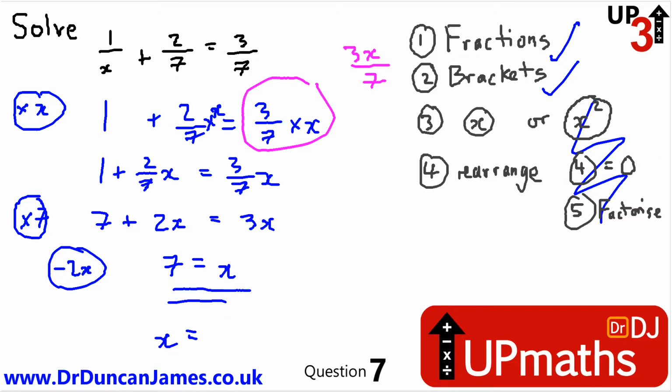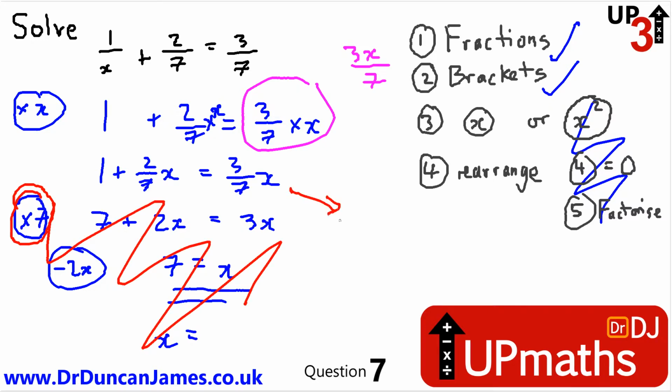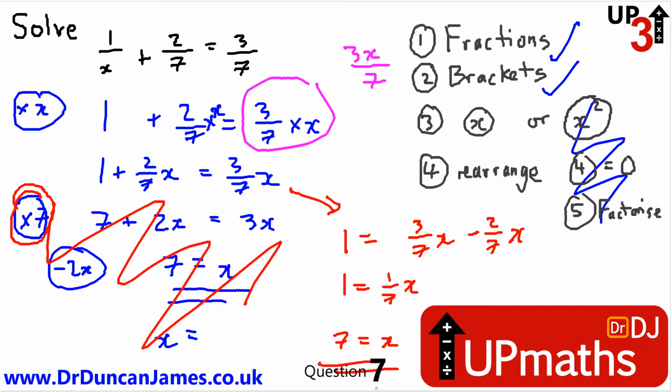There's a tiny thing which you might be asking. You might be thinking, wait, did I have to times by 7? Couldn't I have just left them as fractions? Yes, you could have done, and if you'd done that, then this would have happened. 1 equals 3/7 x minus 2/7 x. So 1 equals 1/7 x. So in this case, you would have ended up having to times by 7, and you would have ended up with 7 equals x. It's not always the case, and definitely I didn't have to times by 7 there.